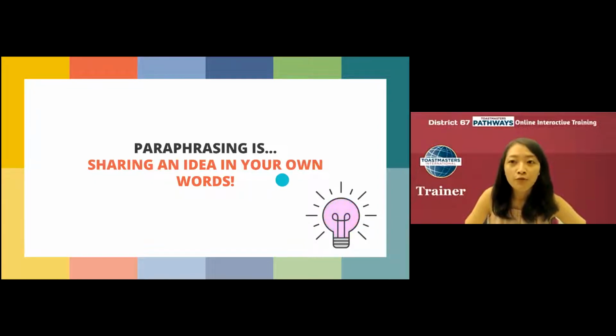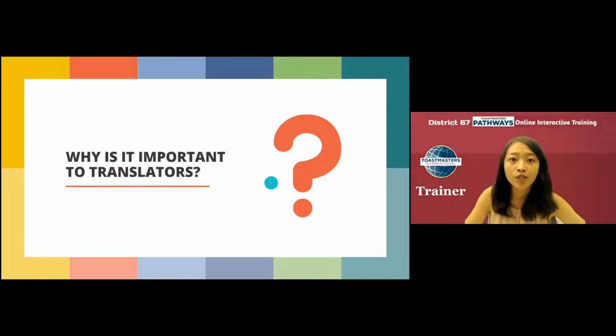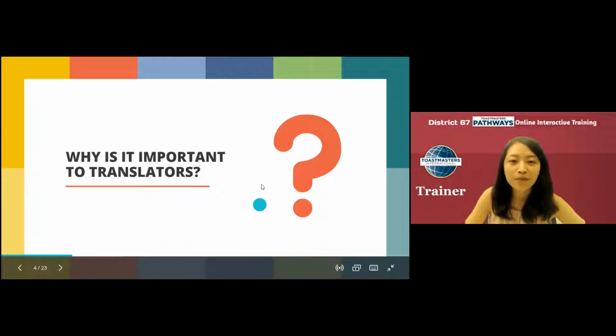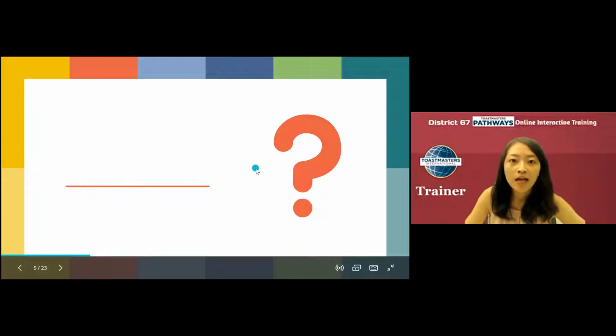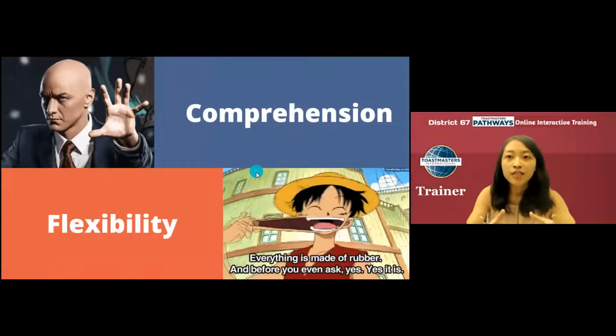So before getting into how we can use it, how we can apply it in Toastmasters, in our Toastmasters journey, first I would like to share why it is so important to translators. So first of all, translators, we have two key skills that we need to have. The first one is comprehension, and the second one is flexibility.